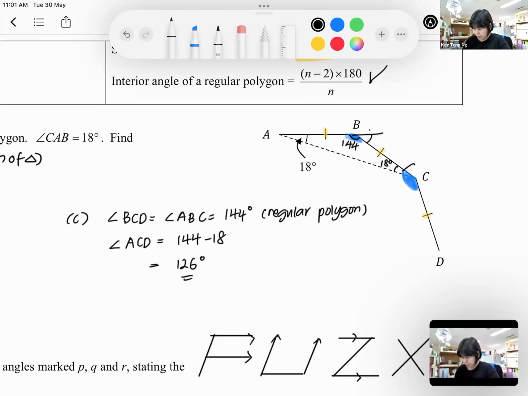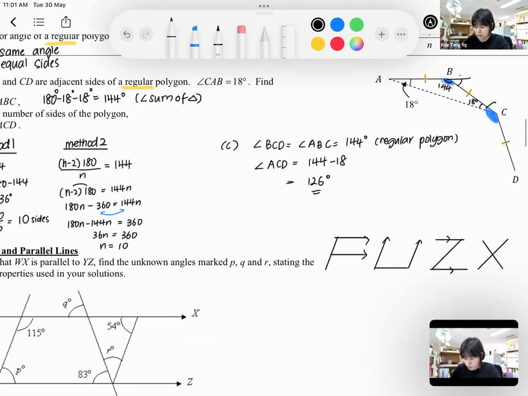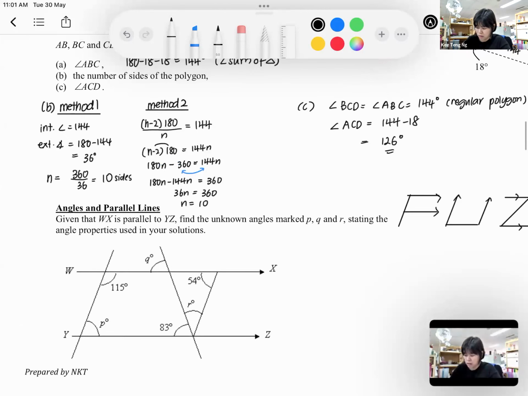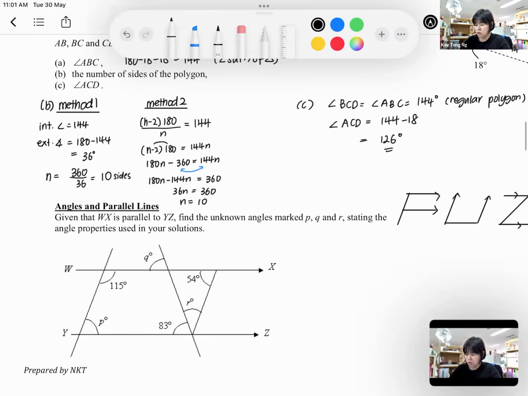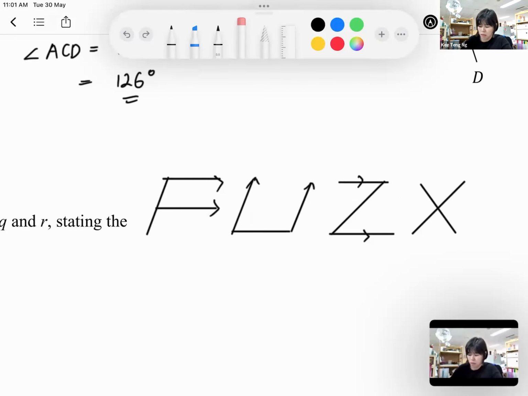Okay, next, let's move on to a revision of angles and parallel lines. They tell you that WX is parallel to YZ. Firstly, can you give me all the different angle properties over here? Name, anyone? First one, letter F. What angle property is this? No answer? Then I'm going to waste time staring at each other. Very sad. Then I call names.